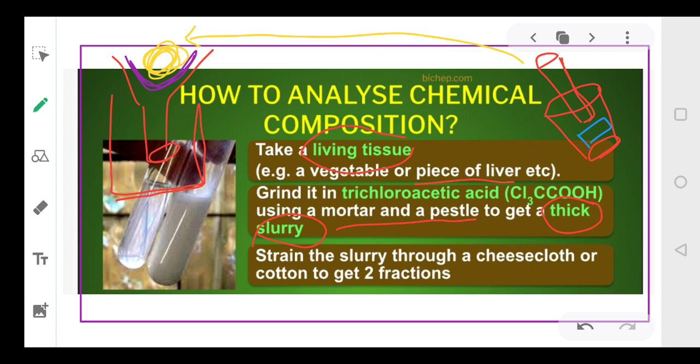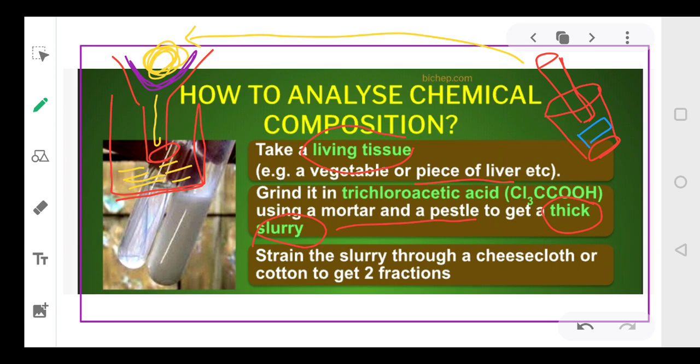Now slowly and gradually the filtration process will occur. ठीक है, आपका जो process है filtration हो जाएगा, and some of the components you will obtain in the beaker. कुछ components जो हैं यहाँ से filter होकर आपके नीचे beaker में पहुँच जाएंगे. ठीक है, and some parts which will not be able to filter itself will be left on the cotton. So now basically you have two parts.